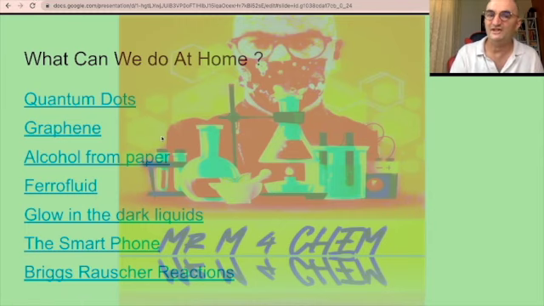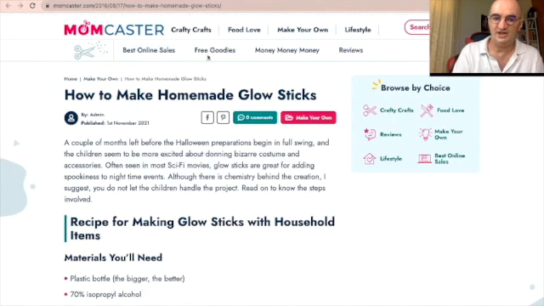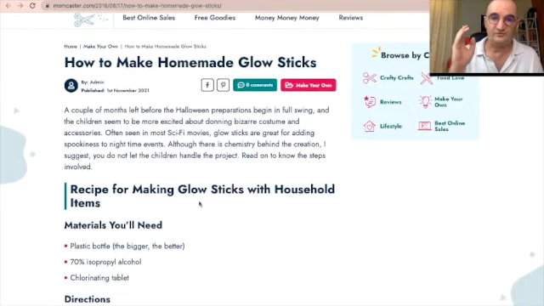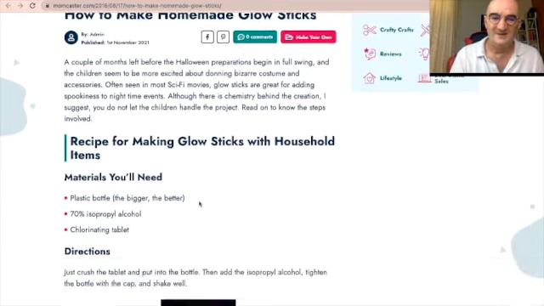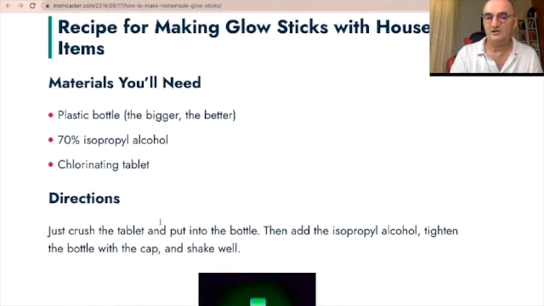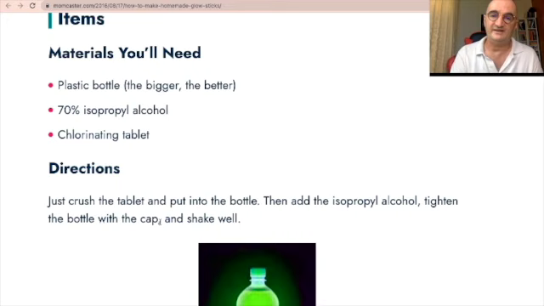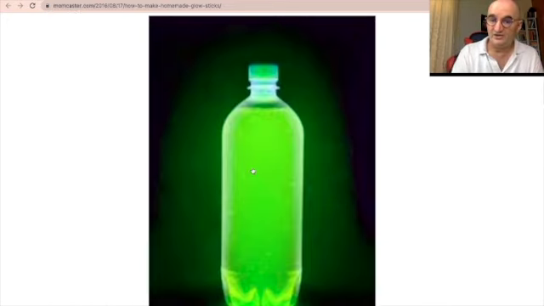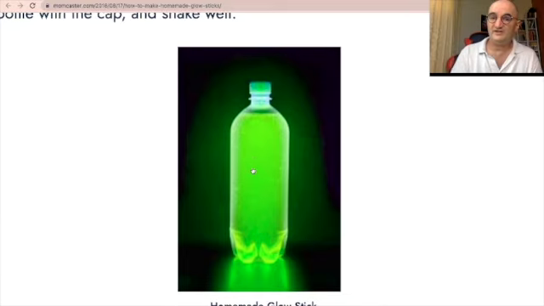Richard Thornley, bless Richard, has got a wonderful video on his channel about activation energy using glow sticks. But if you don't want to have the risk of broken glass on your students or on yourself, then all you need is a plastic bottle, some isopropyl alcohol, which is propan-2-ol, you can buy that from any chemist, and a chlorinating tablet for diapers, babies' things, or for a swimming pool. And then allegedly, according to this, we have a glow stick.